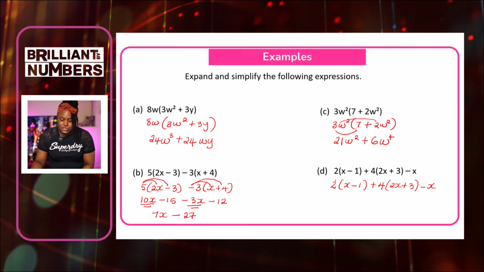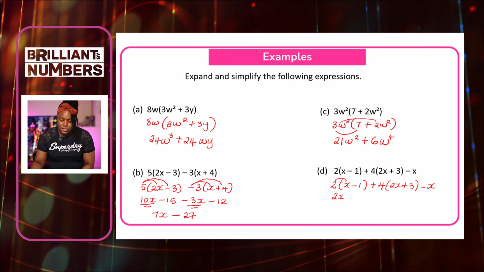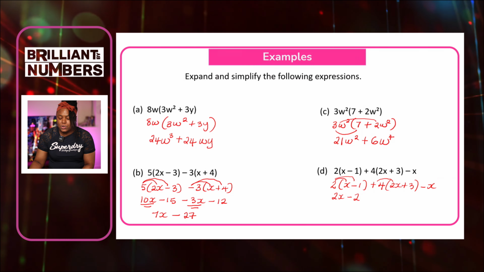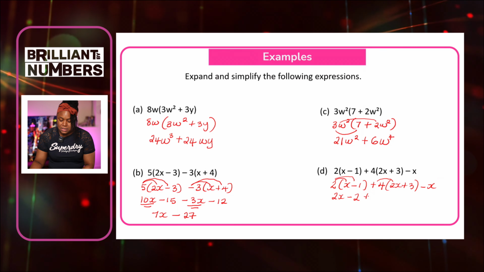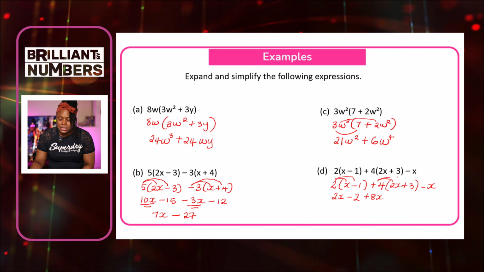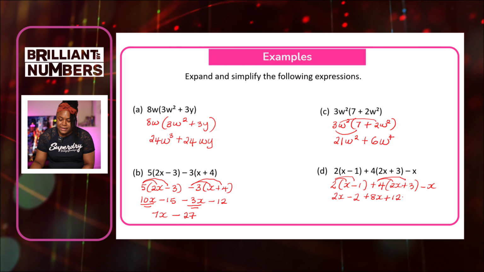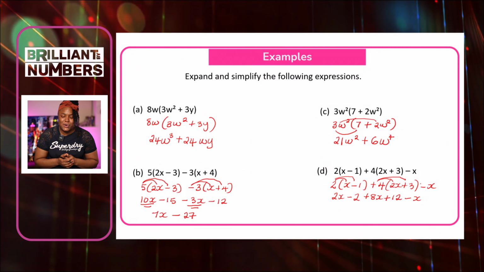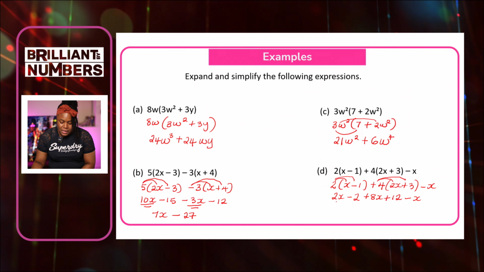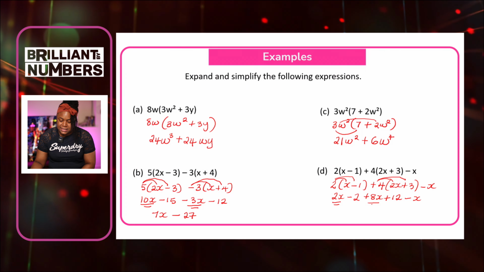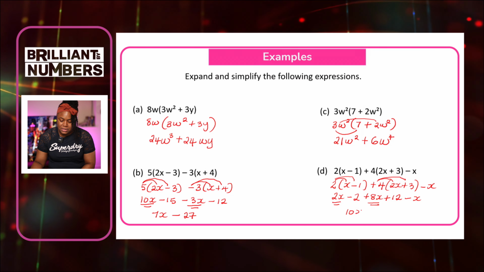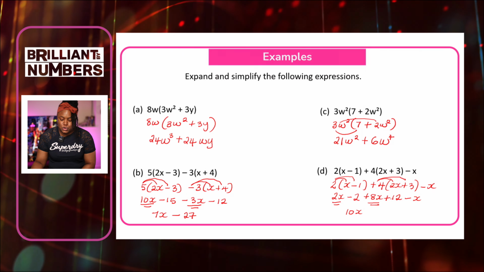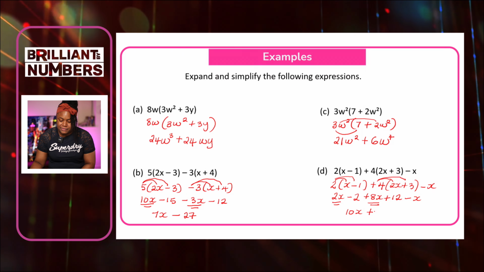So 2 times x gives us 2x, 2 times minus 1 is minus 2, and then positive 4 times by 2x is 8x, and then 4 times by 3 is 12. And now we put back our minus x at the end. Now we will collect our like terms. So I've got 2x plus 8x, which gives me 10x. And then I've got positive 12 here minus 2. So 12 take away 2 is positive 10.